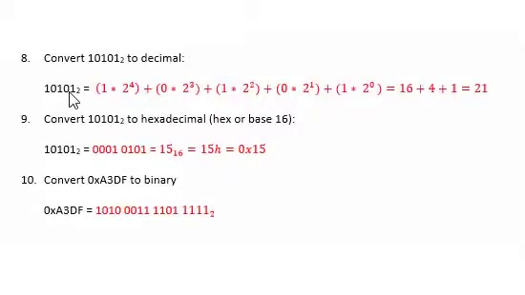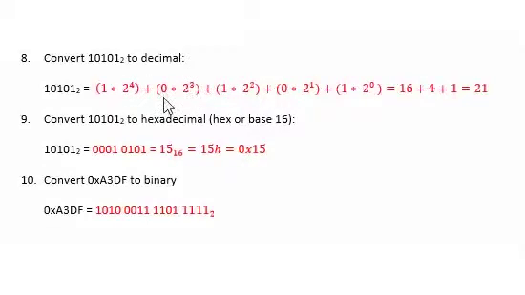So each one of these digits has a place value. If I start with the number right next to the subscript, the 1, that's in the ones place, or 2 to the 0. Then this is the 2's place, and then the 4's and the 8's and the 16's. So we have 2 to the 0, 2 to the first, 2 to the second, 2 to the third, and 2 to the fourth.